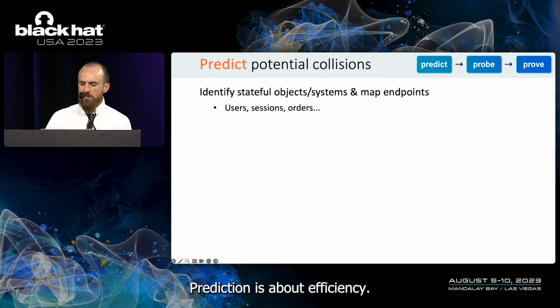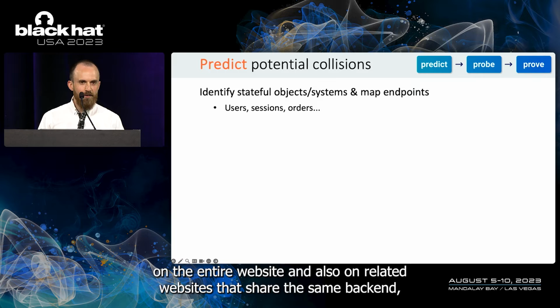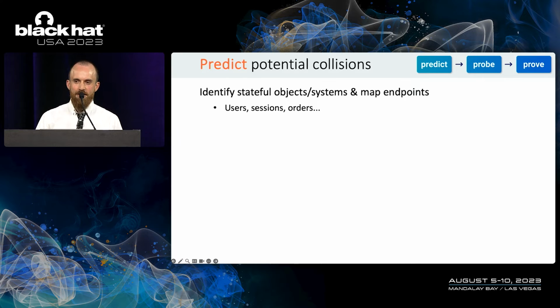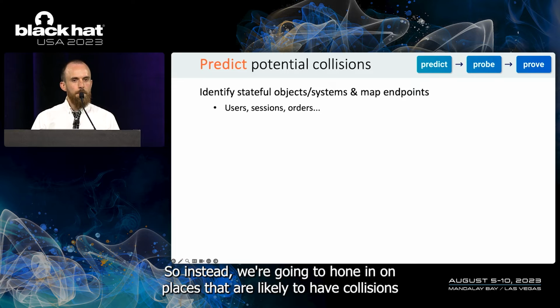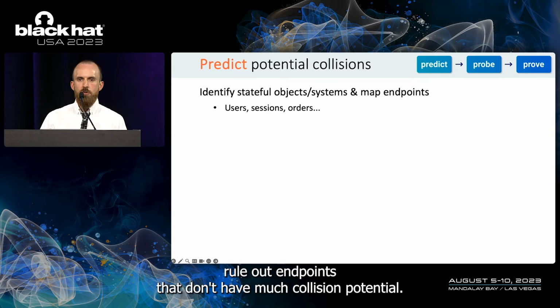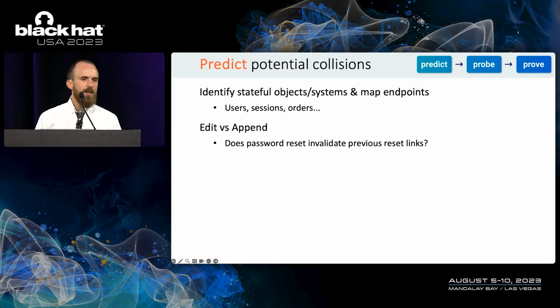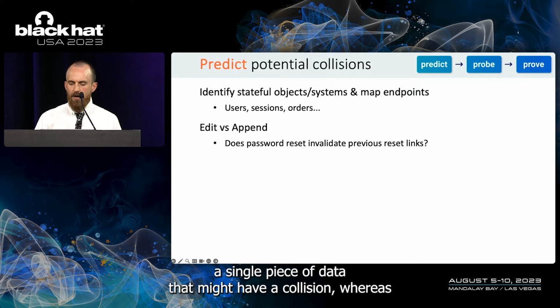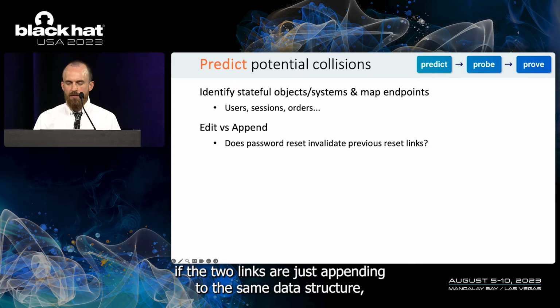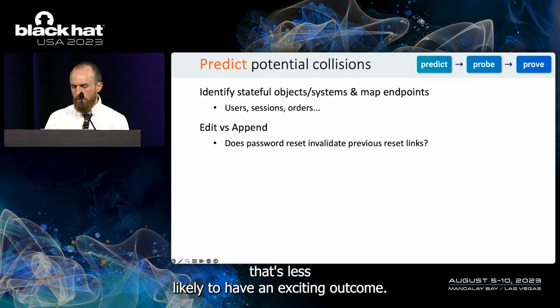Prediction is about efficiency. In theory, we ought to test every possible combination of endpoints on the entire website and also on related websites that share the same backend, which is not very feasible. So instead, we're going to home in on places that are likely to have collisions that have serious consequences, and then furthermore rule out endpoints that don't have much collision potential. For example, if you've got 2 threads editing a single piece of data, that might have a collision, whereas if the 2 links are just appending to the same data structure, that's less likely to have an exciting outcome.